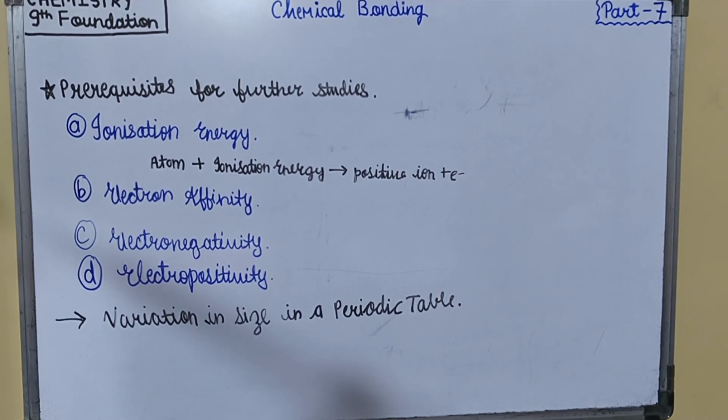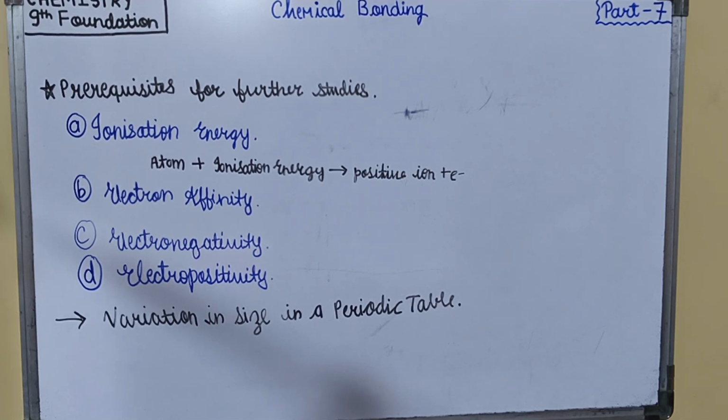Also, the size keeps increasing as we go down the table. So, at the top of a group, we have elements with smaller atoms, and at the bottom, we have elements with bigger atoms. Variation of ionization potential, electron affinity, electronegativity, and electropositivity in the periodic table is the next topic.